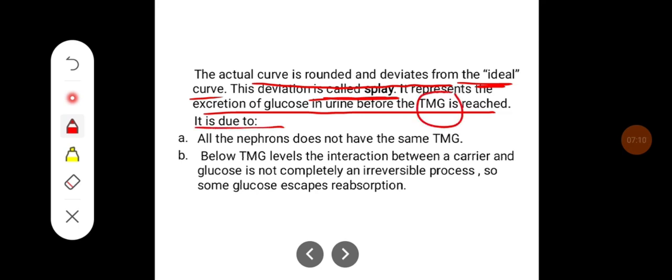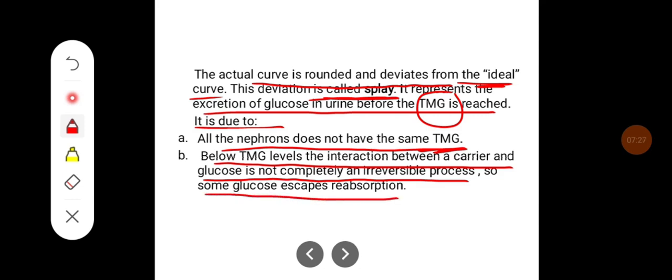This is because not all the nephrons have the same tubular maximum for glucose, and below TMG levels, the interaction between carrier and glucose is not a completely irreversible process. So some glucose escapes reabsorption.